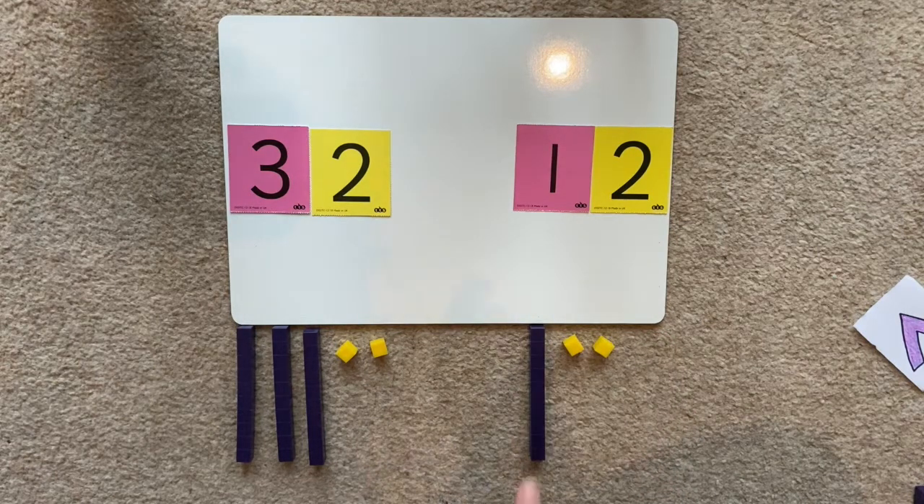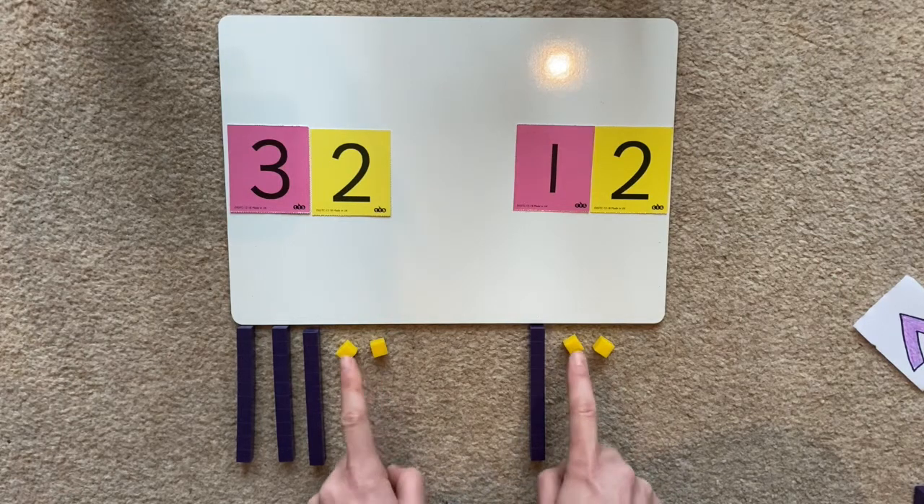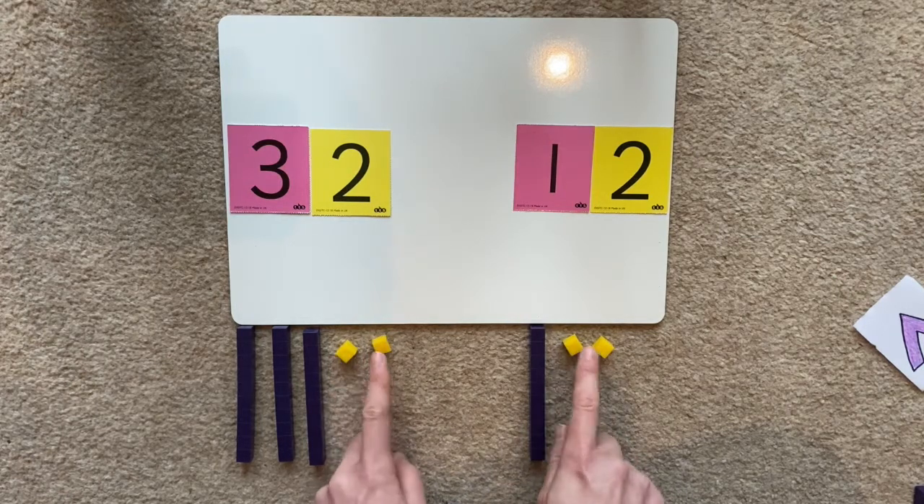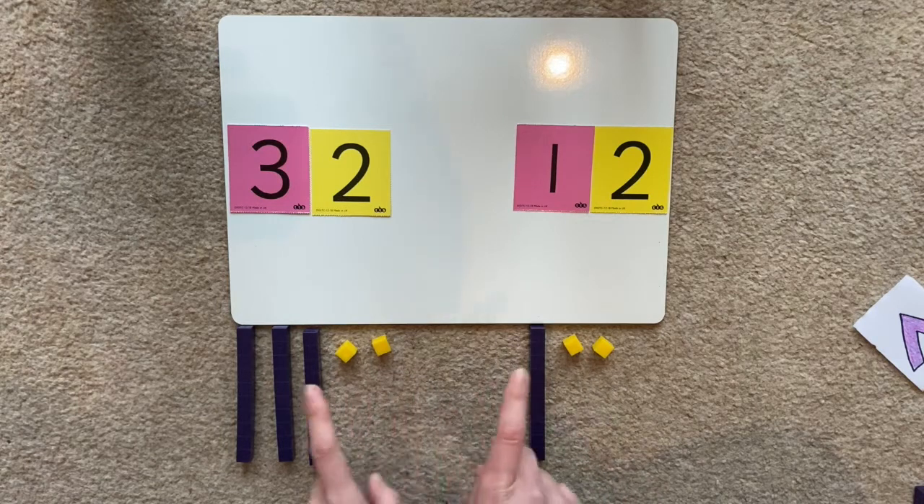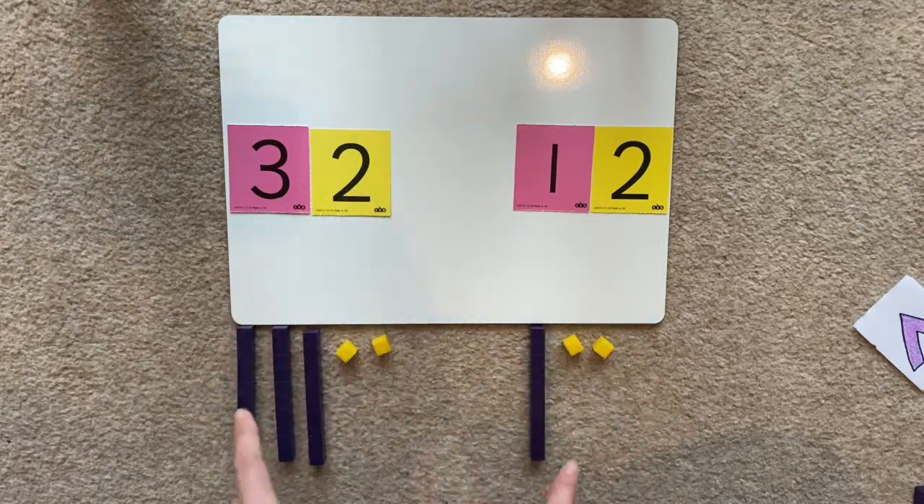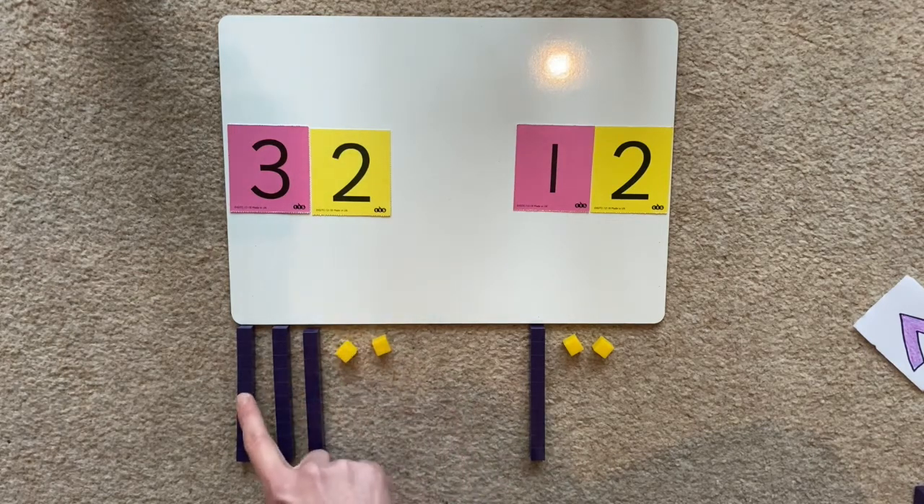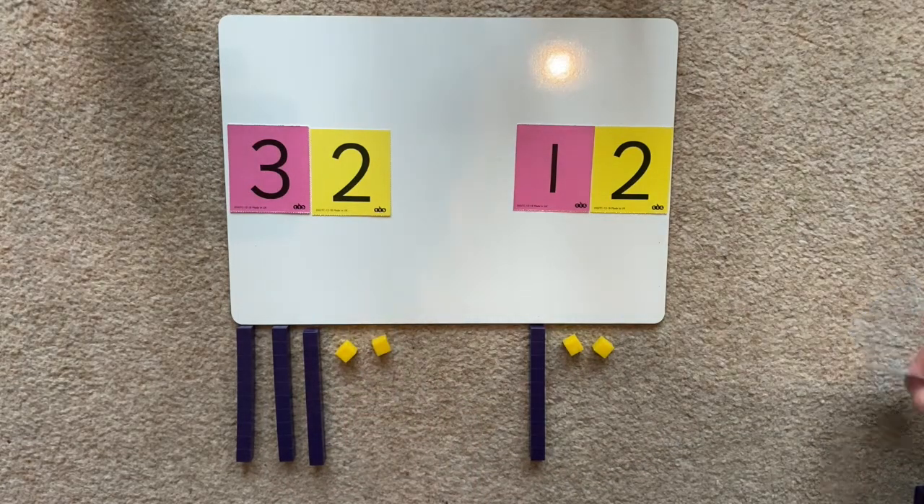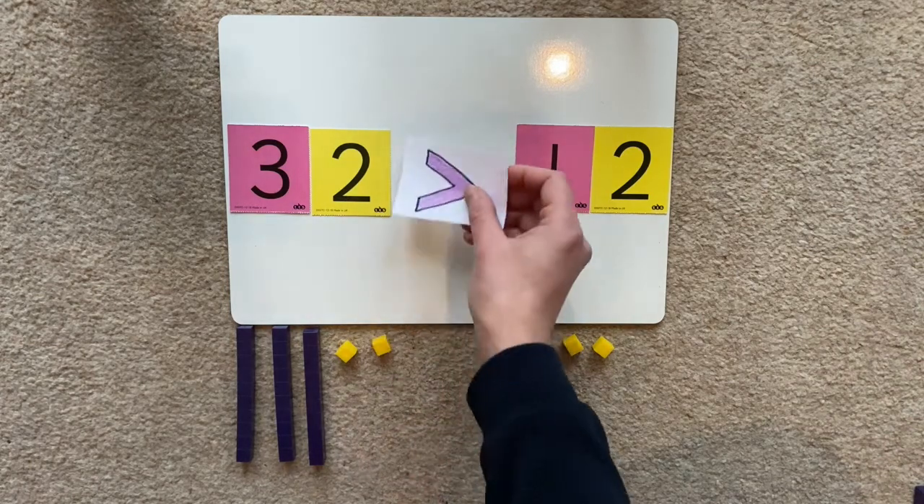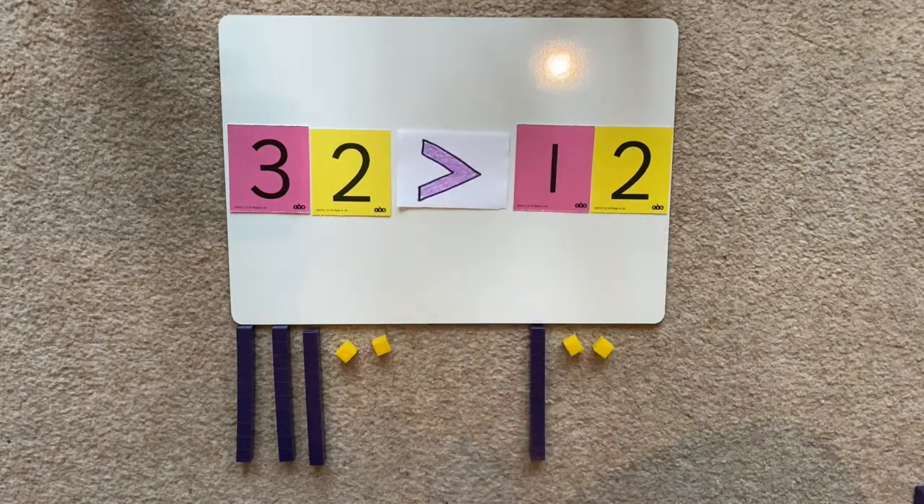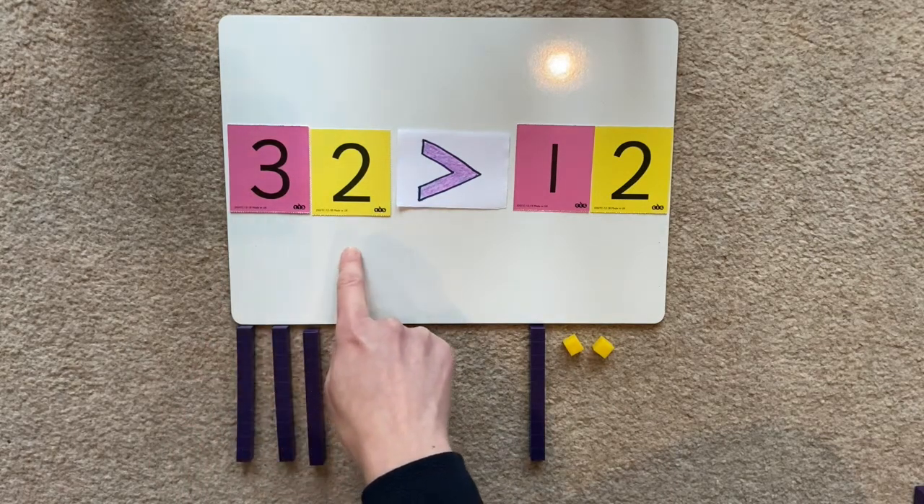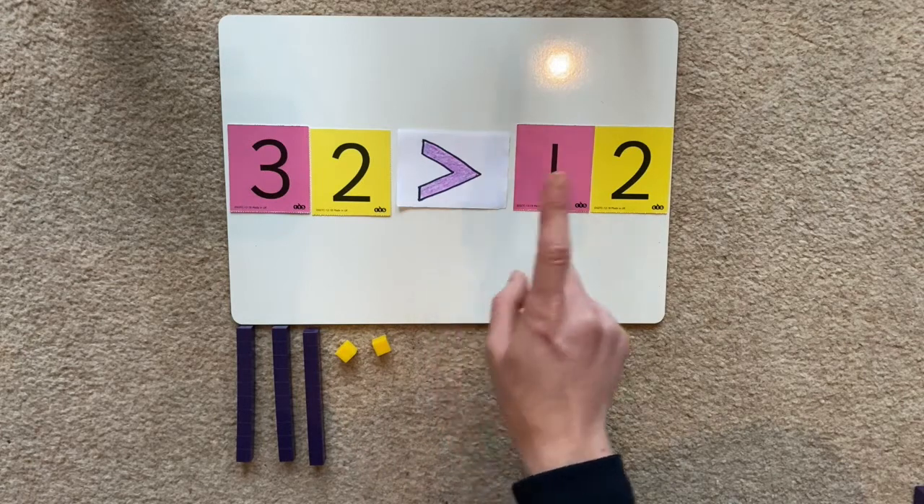So just like last time, our ones are the same. The ones are equal. So then we need to look at the tens. Which number has more tens? This one. 32 has more tens, which means 32 is the greater number. So we'll get our inequality symbol and we'll face it towards the 32. So this number sentence is 32 is greater than 12.